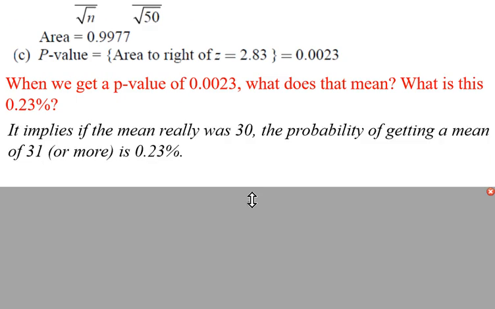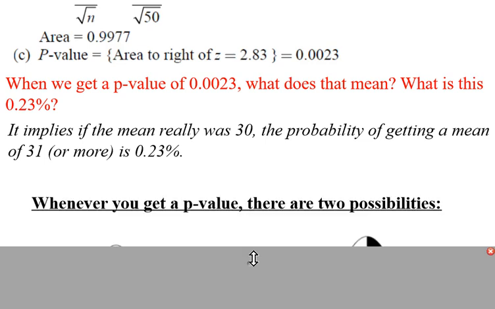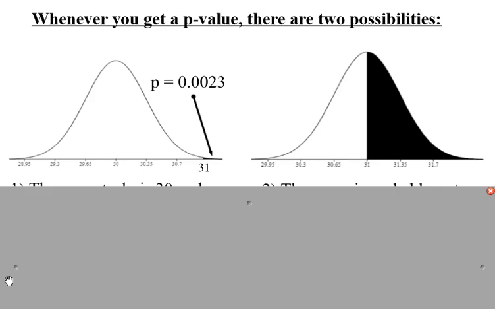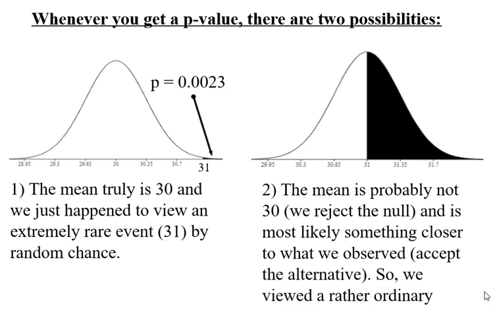Well, what it really means is it implies if the mean truly is 30, the probability of getting the test average or the sample mean of 31 or more is 0.23%. That's pretty unlikely. So then there's two possibilities. The first possibility is that the mean really is 30 and we just happen to observe an extremely rare event of obtaining a sample mean of 31 just by random chance, and that can happen. 0.23% is low, but the probability of winning the lottery is extremely low, but somebody will win it, so it could happen to someone.